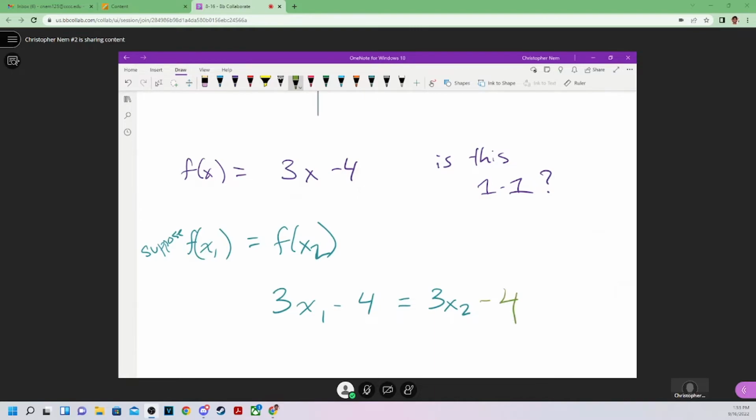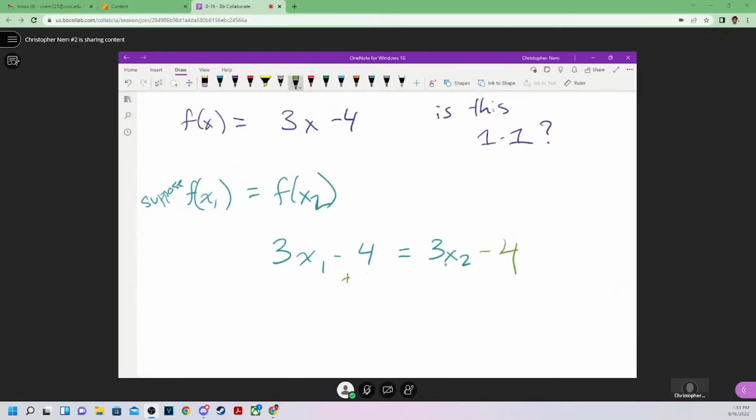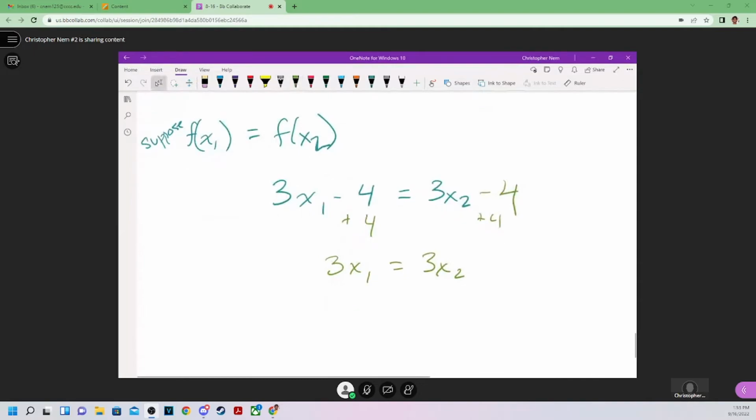Now, if this is true, then I better get x1 equals x2. Let's see if that is true. Well, I can add 4 to both sides. Then I get 3x1 equals 3x2. Then I can divide both sides by 3. Then I get x1 equals x2. Well, they are equal to each other, so this is one-to-one.